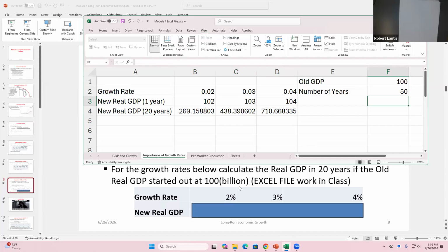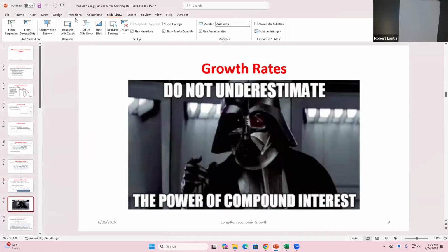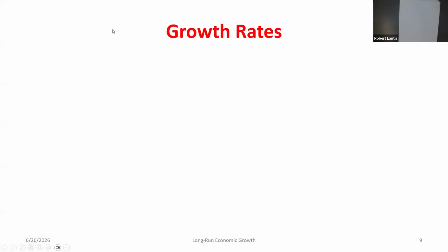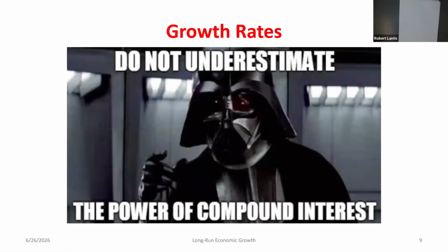So that's the idea of what we would call, oh, there we go. So I have this goofy meme, right? Don't underestimate the power of compound interest.